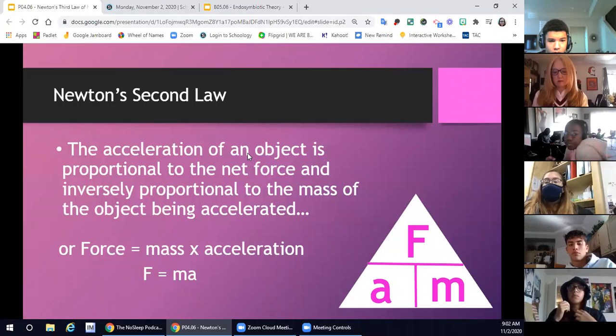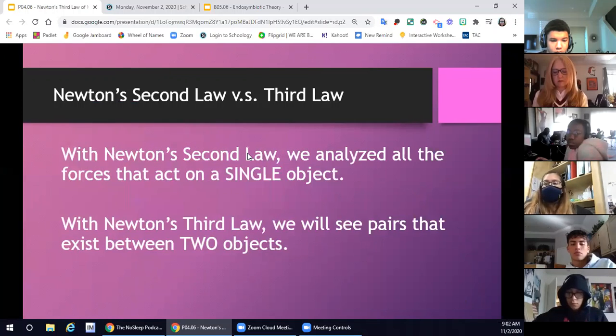So we talked about Newton's second law already last week. Again, it's just mass times acceleration. The difference between second and third law: Newton's second law focuses on one single object, but Newton's third law is going to focus on two objects.